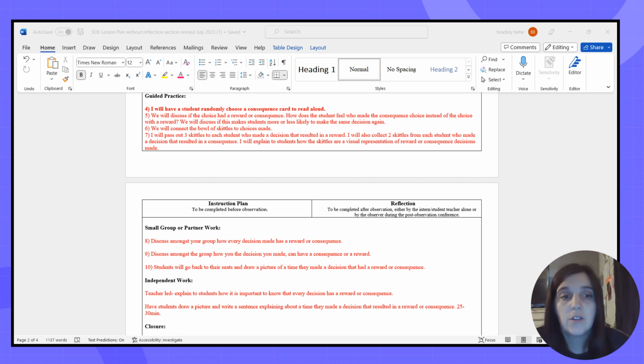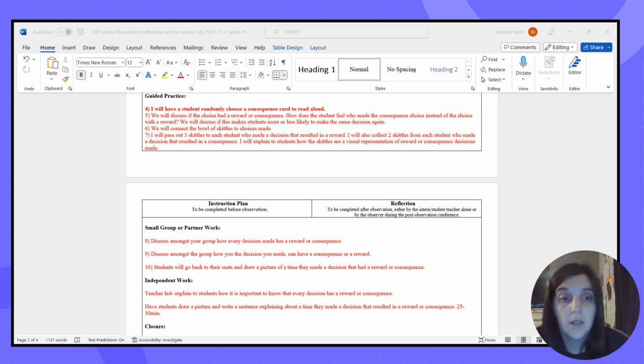And then I will have students go back to their seats and draw a picture of a time that they made a decision that had a reward or a consequence. This allows for them to think about their decisions that they have recently made.